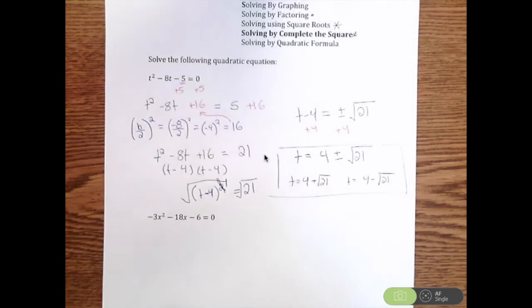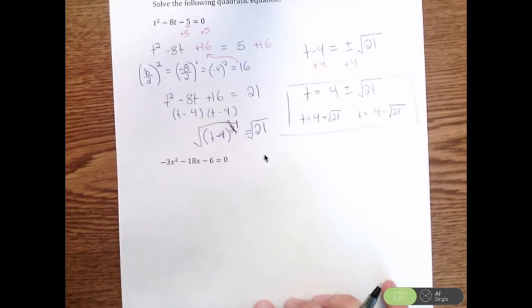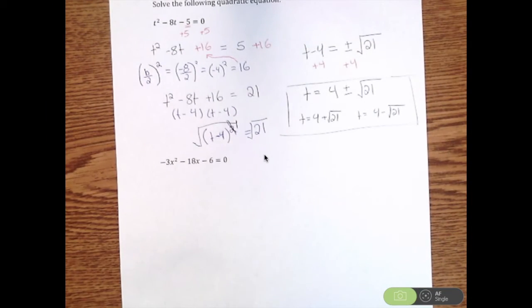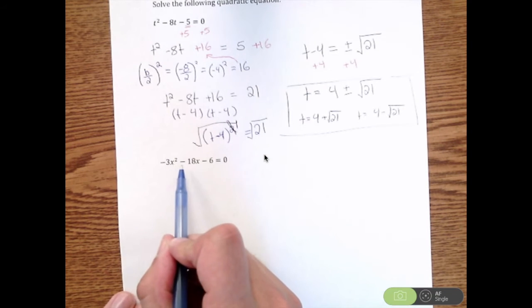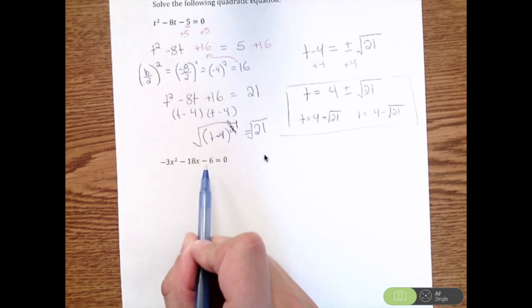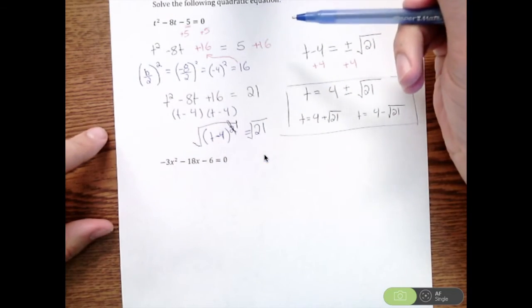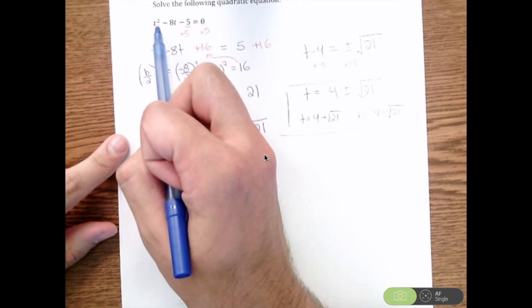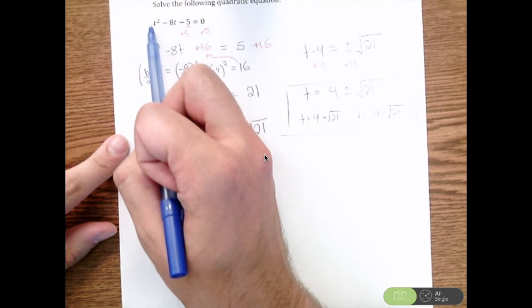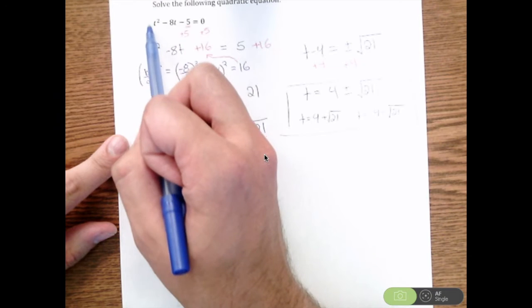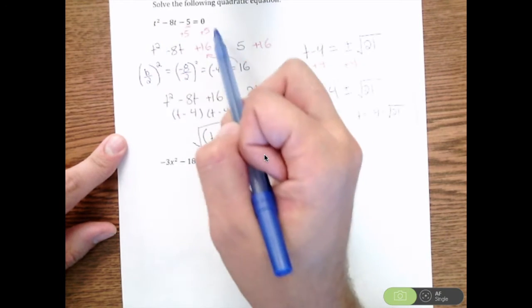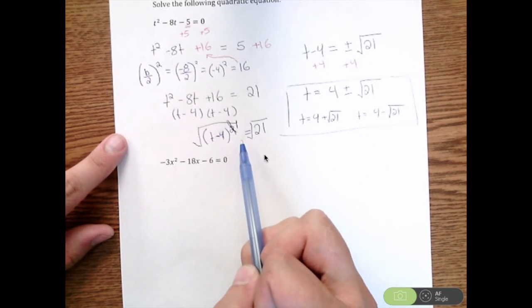So I'm going to do another completing the square problem, this time a little bit more complex. So I have negative 3x squared minus 18x minus 6 is equal to 0. Now how this problem changes from the one we just did is that originally, we had our variable squared, but we had a coefficient of 1. We need that coefficient of 1, that way we can actually go through the process of completing the square.